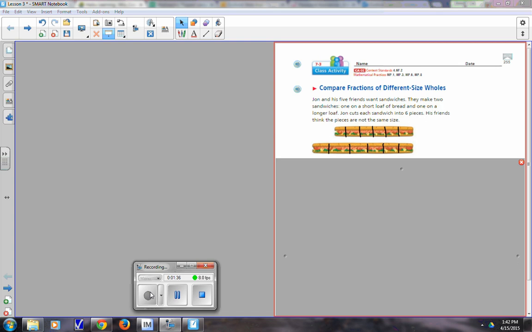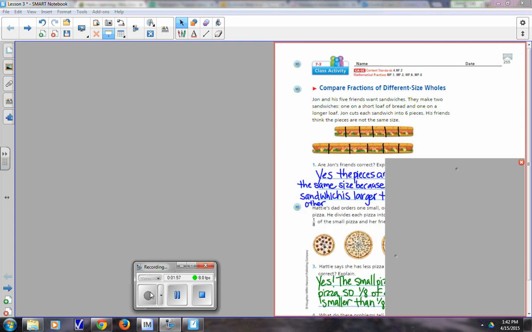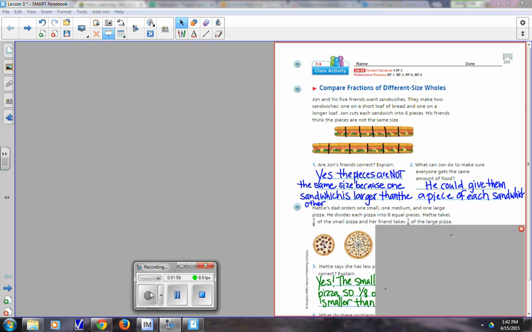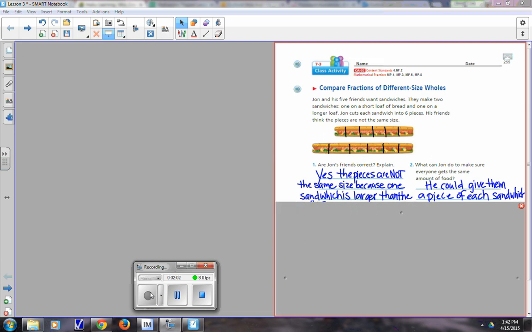His friends think that the pieces are not the same size, because he cut each sandwich into 6 pieces. The shorter one's going to have smaller pieces, and the longer one's going to have bigger pieces. So John's friends are correct. The pieces are not the same size because one sandwich is larger than the other. The longer one divided into 6 pieces is going to have more sandwich than the shorter sandwich.